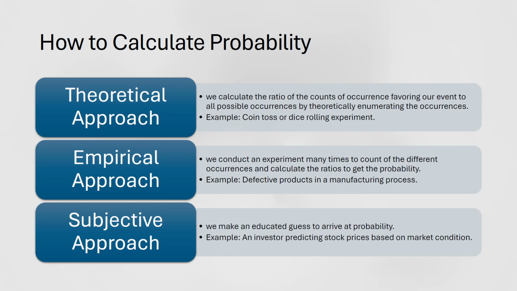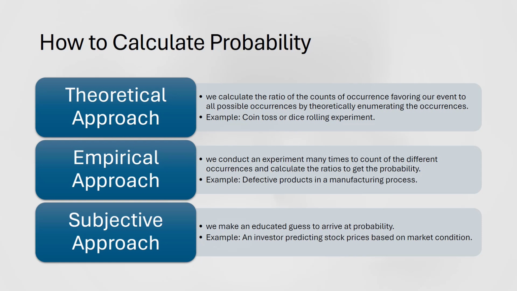Let's say coin toss. In such a case, if you want to know the probability of getting a head, in a coin toss there are two possibilities, head and tail. The event of our interest is getting a head. There is only one occurrence out of the two possible occurrences, so we have a probability of 0.5.